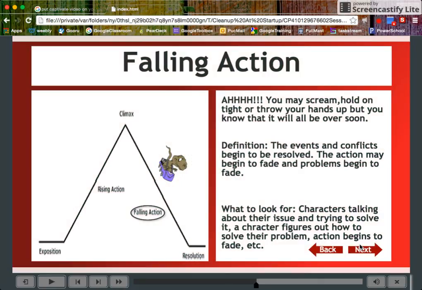Falling action. You may scream, hold on tight, or throw your hands up, but you know that it will all be over soon. Definition. The events and conflicts begin to be resolved. The action may begin to fade and problems begin to fade. What to look for. Characters talking about their issue and trying to solve it. A character figures out how to solve their problem. Action begins to fade, etc.